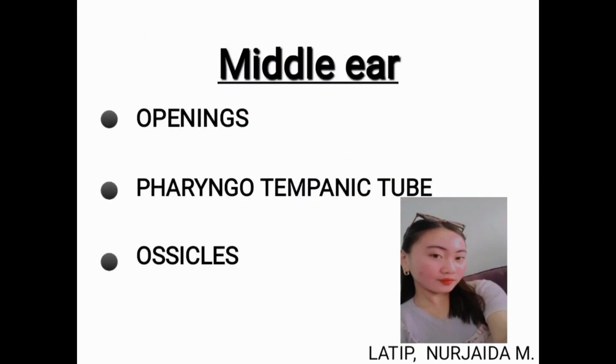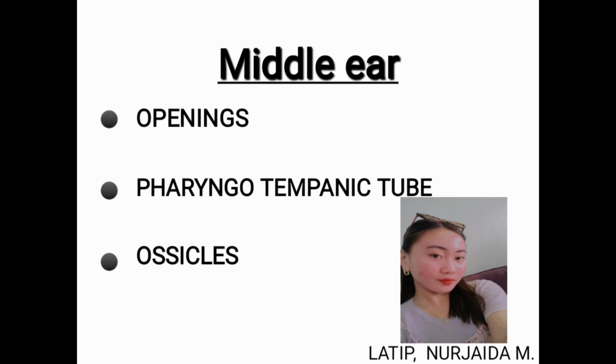So, the middle ear is next in the hearing pathway. The middle ear is classified into openings, pharyngotympanic tube, and ossicles. The middle ear or tympanic cavity is a small air-filled, mucosa-lined cavity within the temporal bone. One under the middle ear is openings. The tympanic cavity is flanked laterally by the eardrum and medially by a bony wall with two openings, the oval window and the inferior membrane-covered round window.